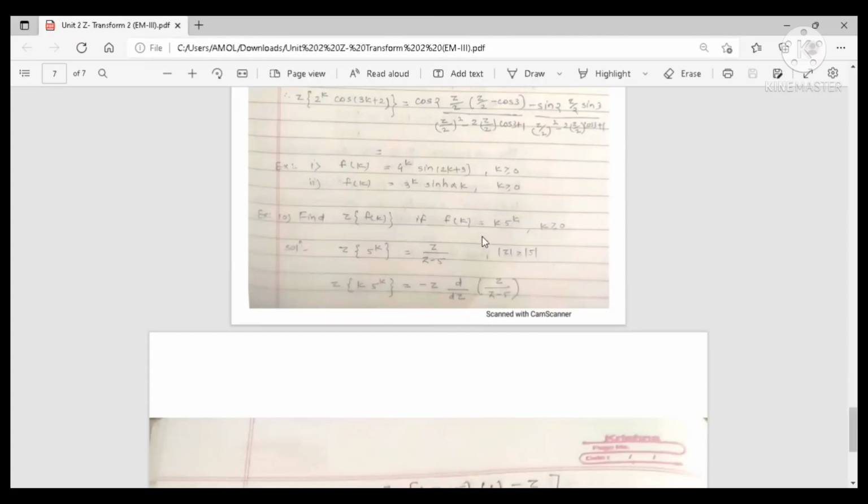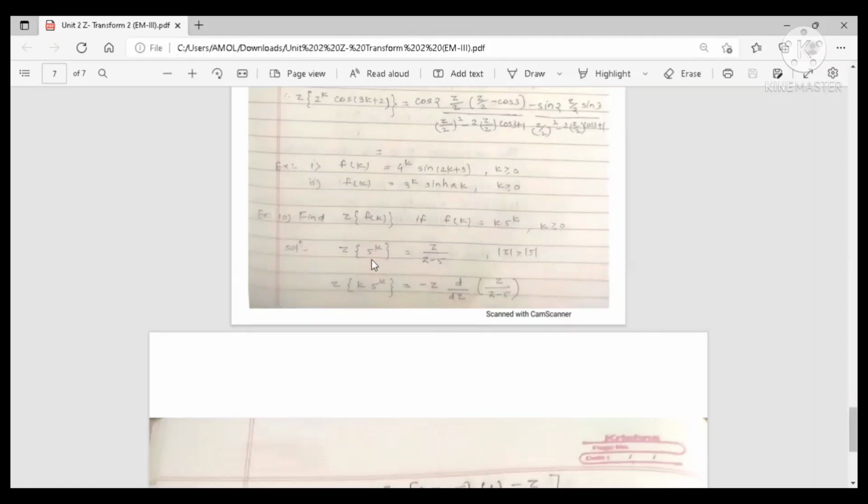Now there is a product of two sequences. One is 5 raised to k, which is f of k, and k. Multiplication by k property. Using multiplication by k property, you can find the Z transform of f of k equal to k into 5 raised to k. Now first, Z transform of 5 raised to k when k is greater than or equal to 0.